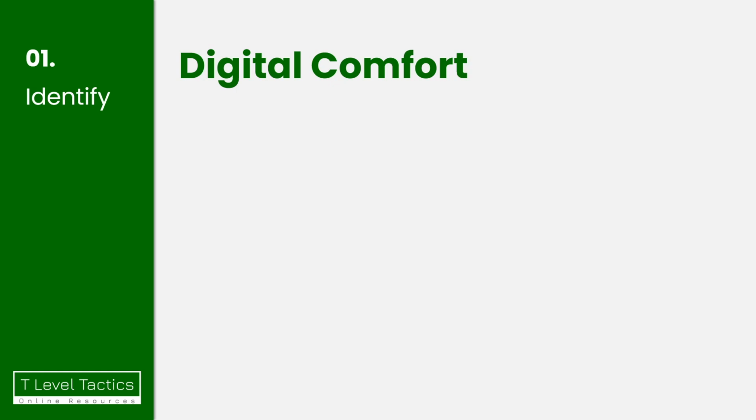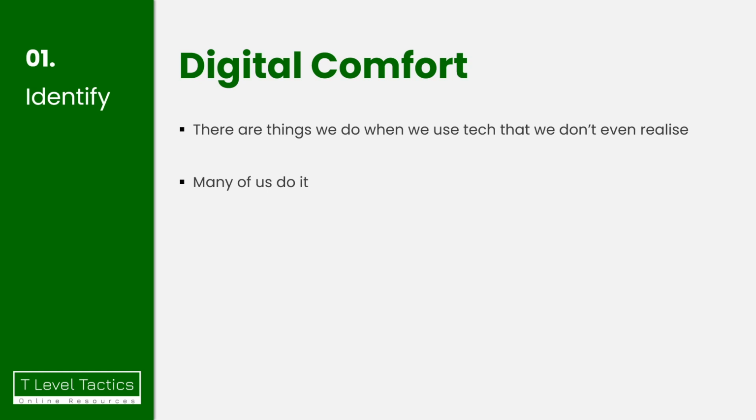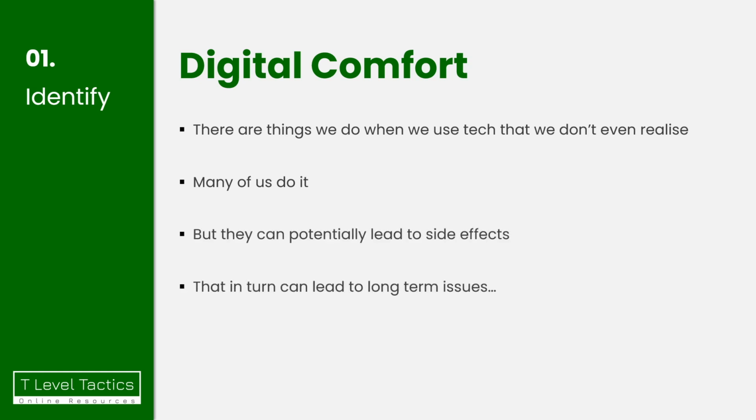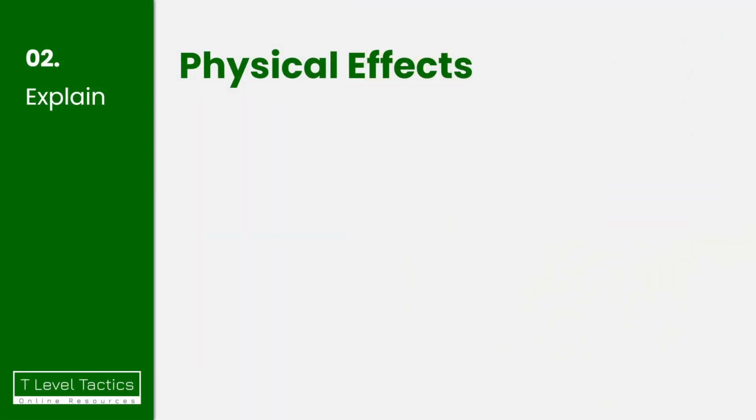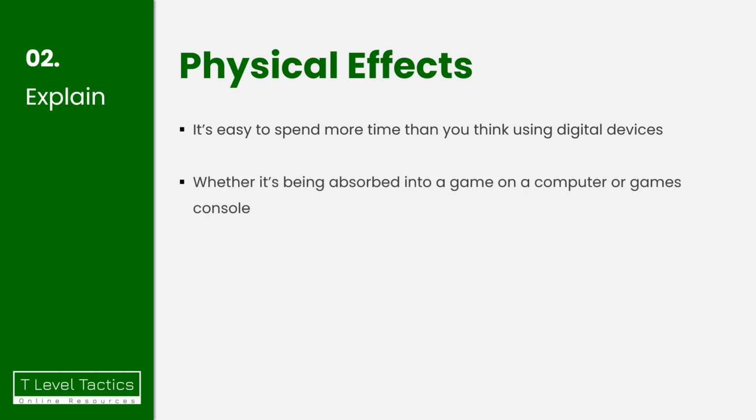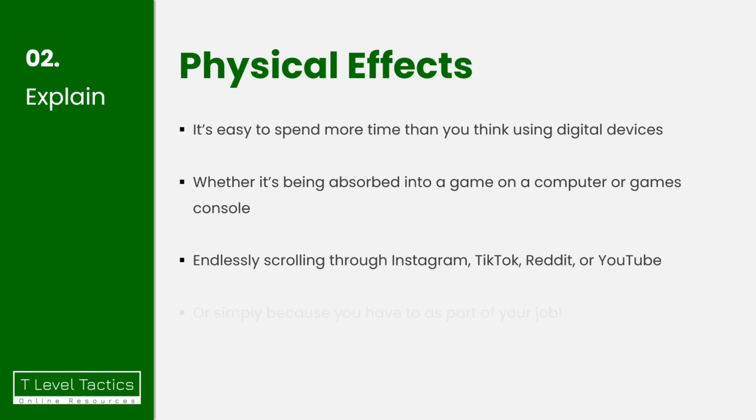There are things we do when we use technology that we don't even realize. Many of us do it, but they can potentially lead to side effects that in turn can lead to long-term issues. Let's have a look at some of those. It's easy to spend more time than you think using digital devices, whether it's being absorbed into a game on a computer or a games console, or endlessly scrolling through Instagram, TikTok, Reddit, YouTube, or whatever else. Or simply because you have to, as part of your job.